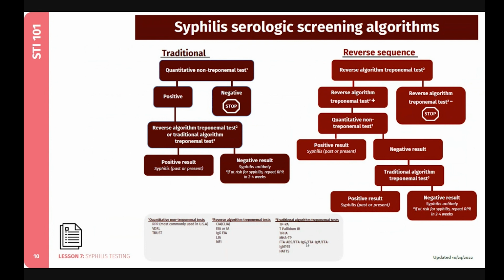If the RPR is negative, it reflexes back to a different treponemal, usually a TPPA. If the TPPA is positive, you have a syphilis case. If the TPPA is also negative, then syphilis is less likely.